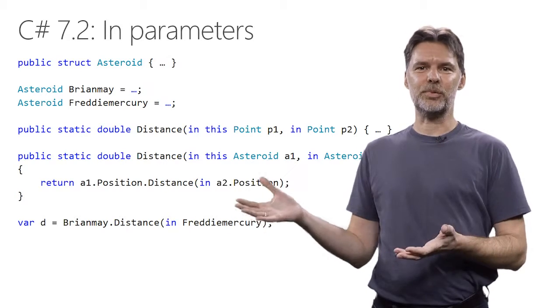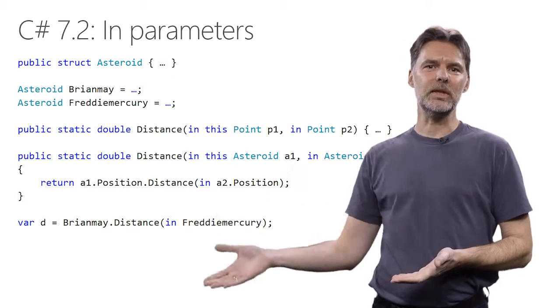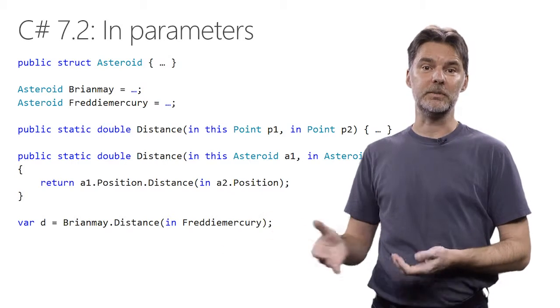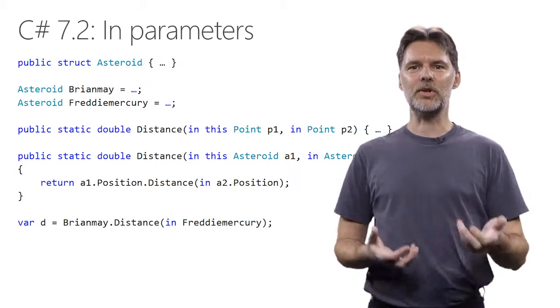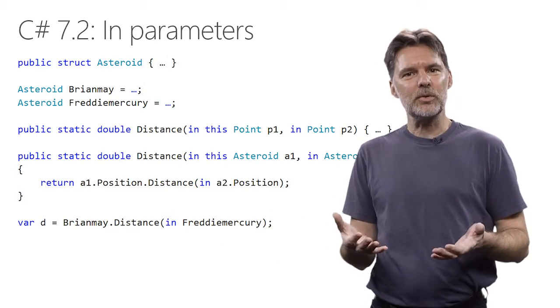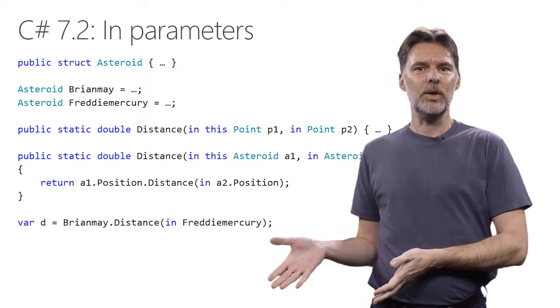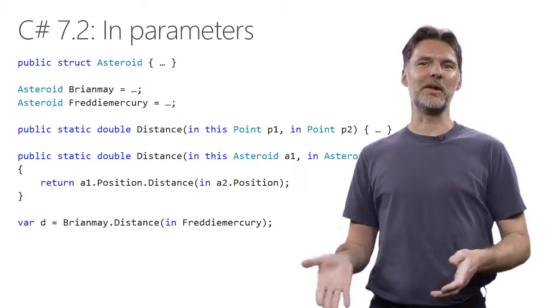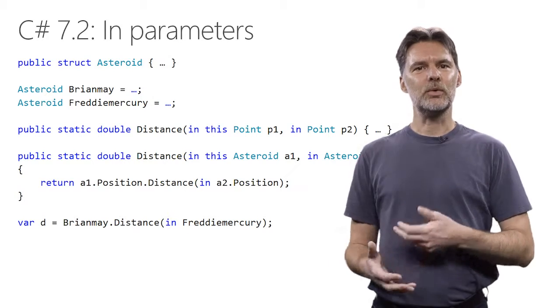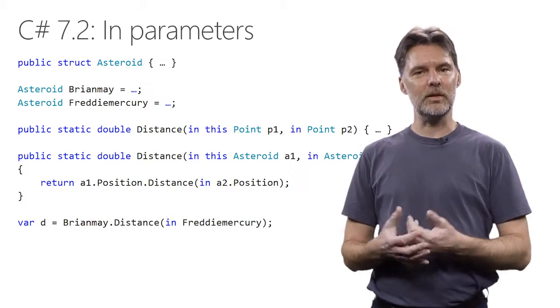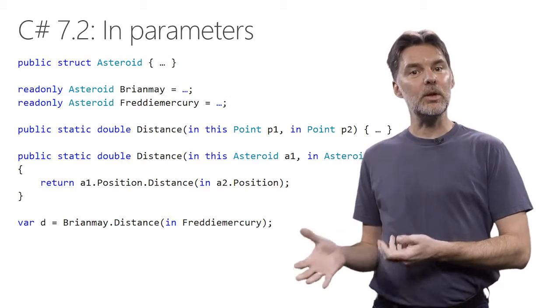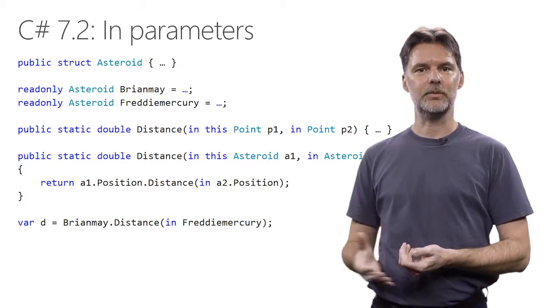In-parameters, they're like ref parameters, except that they are read-only inside the method and they cannot be modified. So they're kind of the opposite of out-parameters, really. Out-parameters are required to be modified by the method, whereas in-parameters are required not to be modified by the method. So in return for that inconvenience, if you will, or that limitation, we let you pass even read-only structs to them, as in this case.